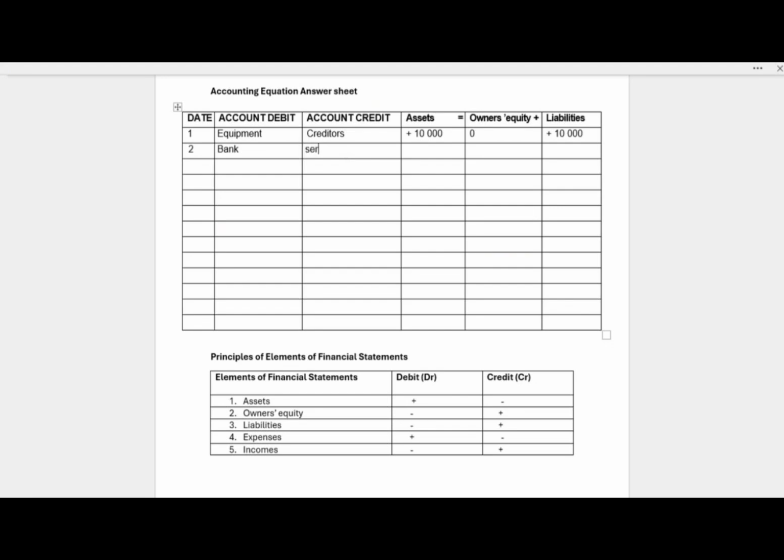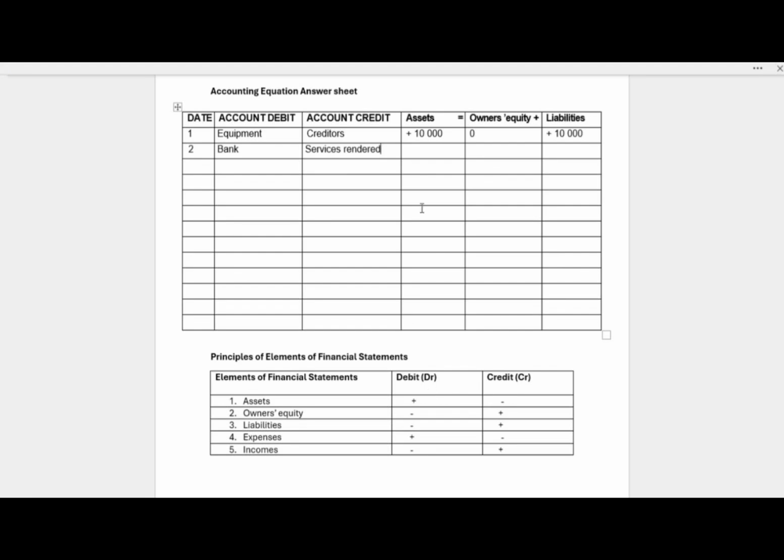Services rendered, it's an income. We credit. Why? Because there's an increase in assets and there's an increase in incomes, right? So when there's an increase in income and there's an increase in asset, the one you debit, the other one you credit. When incomes are increasing, you credit, according to the elements right there. And then bank is an asset. When assets increase, you debit.